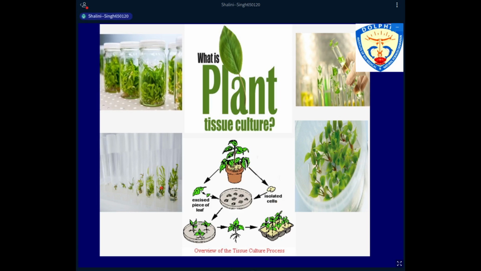And here you can see these different developmental stages of a plant. You took this explant, it is very small here. Slowly and gradually it will start growing, and after that it will grow in size. And after that it has well developed shoots and roots, then we can transfer this to the field condition. That is what plant tissue culture is all about.